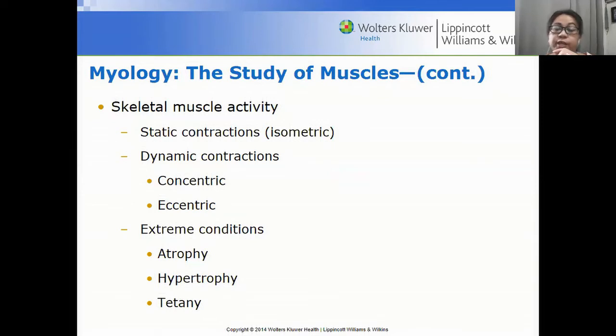These are the extreme conditions that may happen to your muscles, for example atrophy. Atrophy means there is decreased tension and contraction of your muscles. For example, if you happen to have some disabilities, your muscles will atrophy. And then hypertrophy means that your muscles will enlarge, and tetany is another condition that may be relevant to a certain disease.